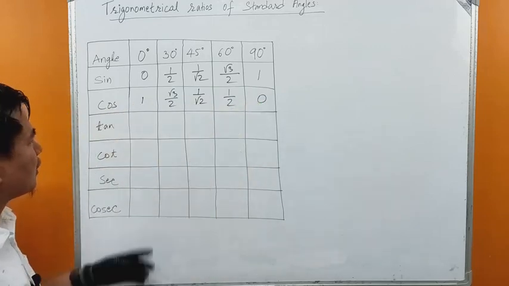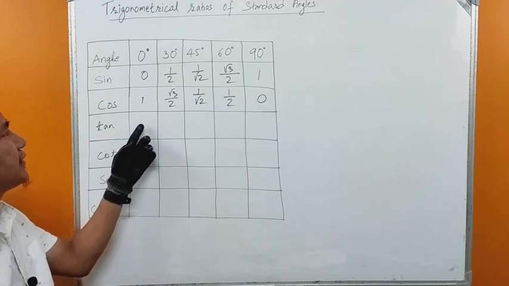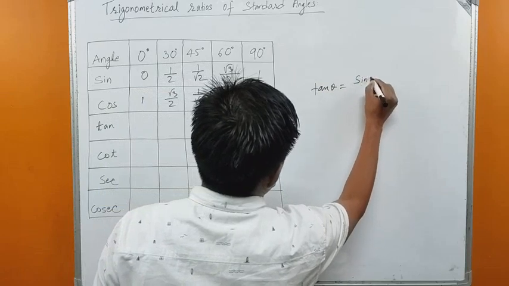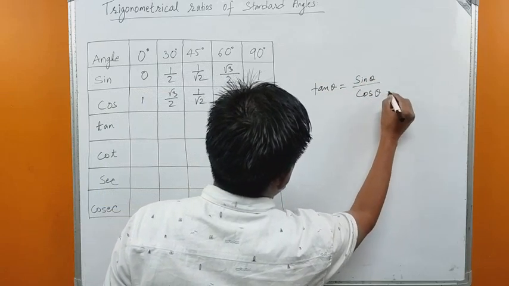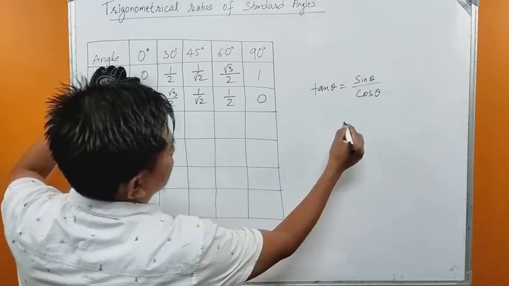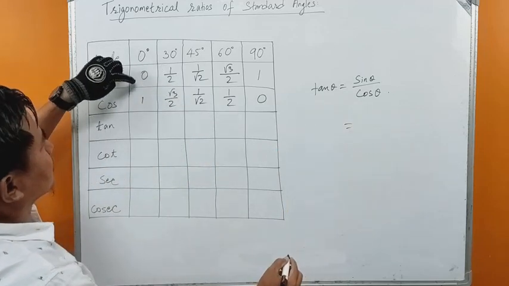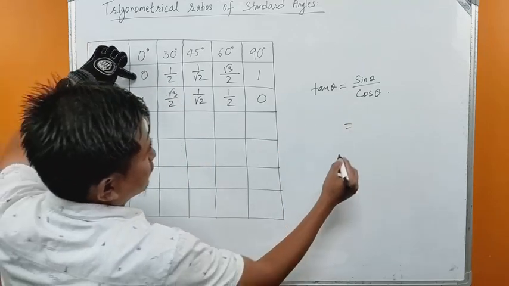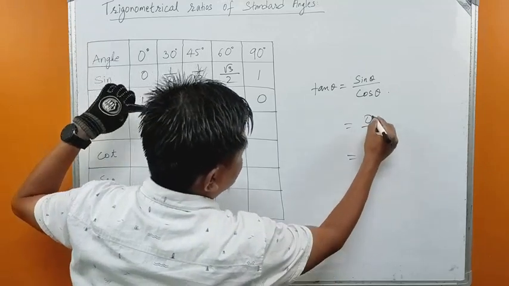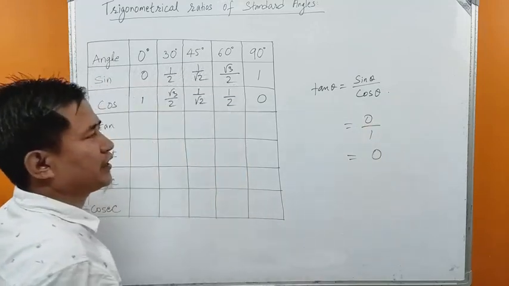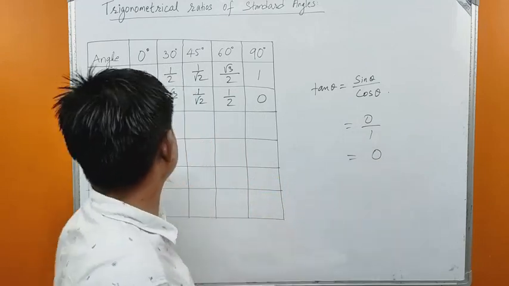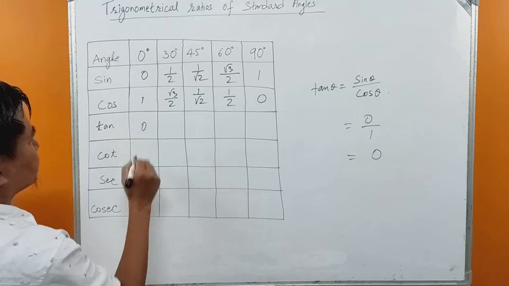Okay. Now how do we write the value of tan here? Tan theta is sine theta by cos theta, isn't it? So for 0 degree, sine upon cos. Sine 0 is 0, cos 0 is 1, so 0 upon 1 means 0, isn't it? When there is 0 in the numerator, whatever be the number in the denominator, the answer is always 0. So tan 0 degree is 0.